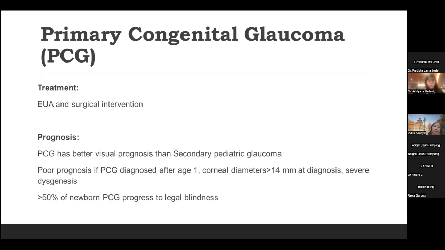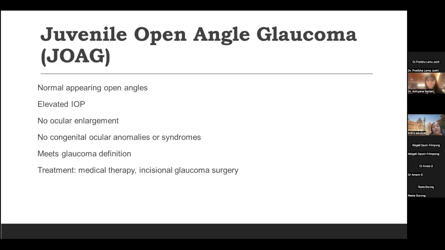So recognizing the glaucoma on time and presenting to the hospital on time are also good prognostic factors for them, since 50% of the newborns can go blind. Juvenile open angle glaucoma: in JOAG, usually the angles appear normal. There is elevated IOP, no ocular enlargement, and no congenital ocular anomalies or other syndromes. Treatment is medical therapy and incisional glaucoma surgery, which is trabeculectomy or other minimally invasive glaucoma surgeries.